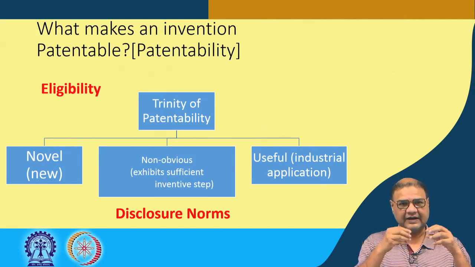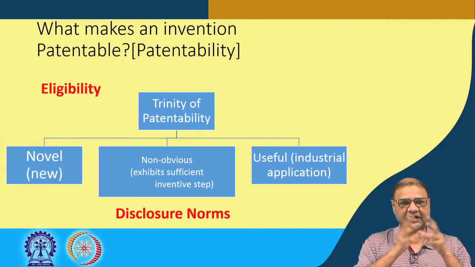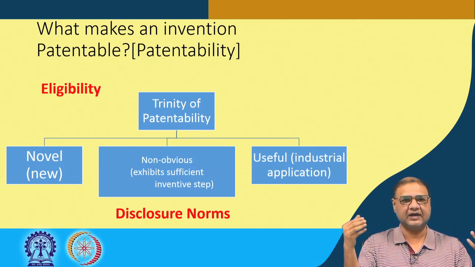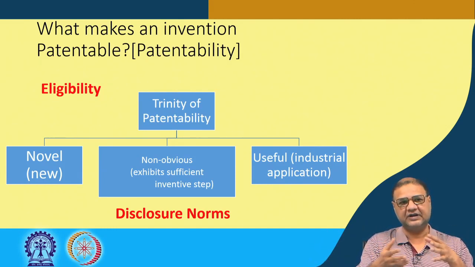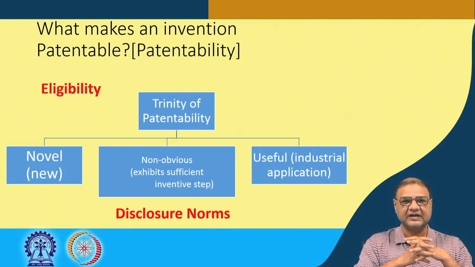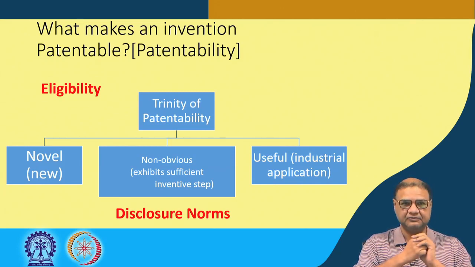Now, before that, we need to also understand that it is possible that a particular invention in a particular jurisdiction, say inventions relating to atomic energy, as we will see in the next slide, is not patentable in India. So, even if an invention qualifies all the criteria of patentability, it may still not be patentable, because it is not eligible for patent protection in a particular jurisdiction.